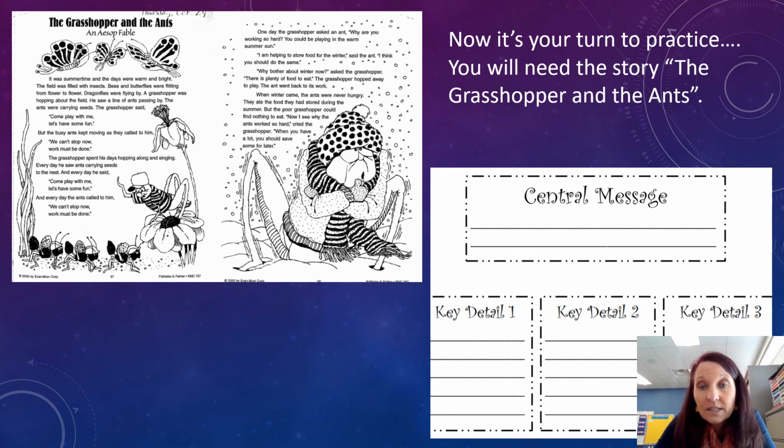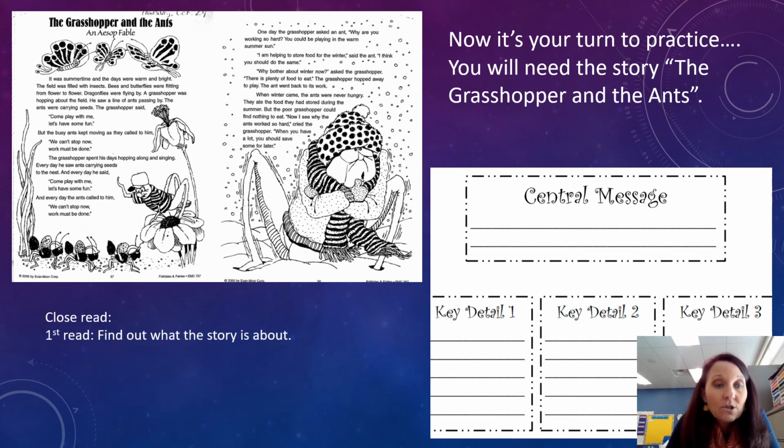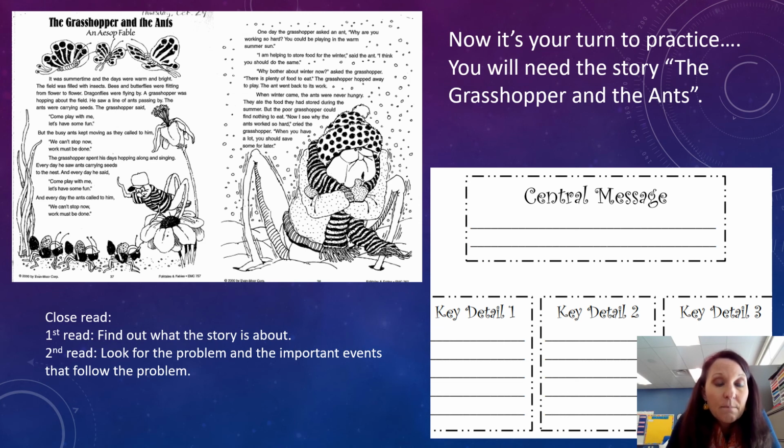You will also need the central message graphic organizer, but again, you can make one on your own on a blank piece of paper. So for your assignment, you're going to do a close read. Remember, when you do a close read, you read it more than one time with a different purpose for each read. The first time, we're just reading to find out what this story is about. The second time you go through it, I want you to look for the problem and the important events that happen after the problem occurs.